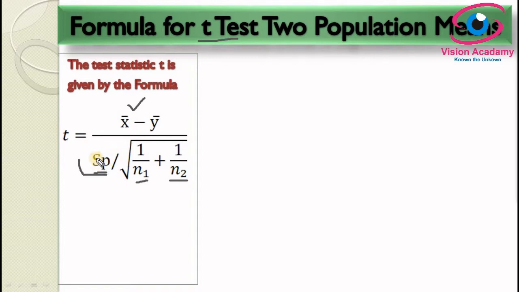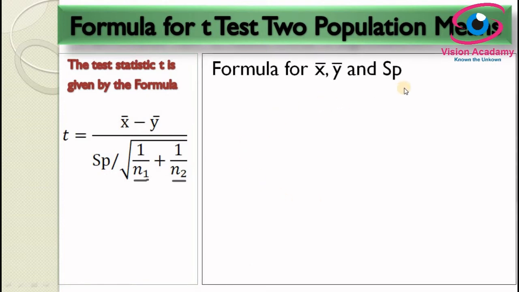In the problem, we know that n1 is the sample size of population 1 and n2 is the sample size of population 2, whereas we don't know x bar, y bar and SP. One thing we should keep in mind: unless we know x bar, y bar and SP, we cannot apply anything to this two population t-test. So firstly, we want to find out x bar, y bar and SP. So the formula we consider to calculate x bar, y bar and SP is this. To calculate x bar, it is very simple.